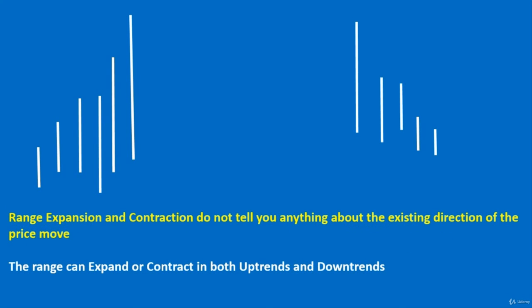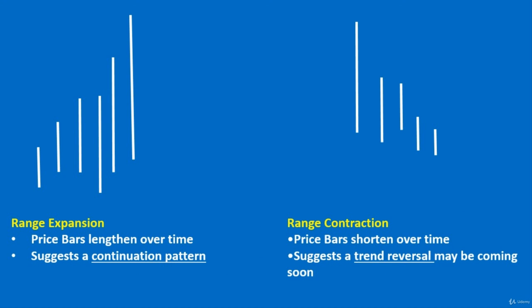So range expansion and contraction don't tell us anything about the existing direction of the price move, just more so whether it would be a continuation pattern or that trend might reverse, because it could go either way depending on whether they're contracting or expanding. But the range can expand or contract in both uptrends and downtrends, so they can do it both ways. It's more that range expansion is a continuation pattern, going to keep going the same direction, and a range contraction might show a trend reversal, or basically flattening out or changing the trend is the big idea behind that.